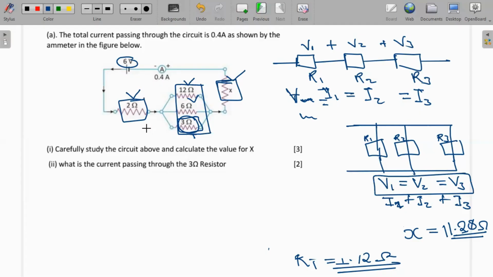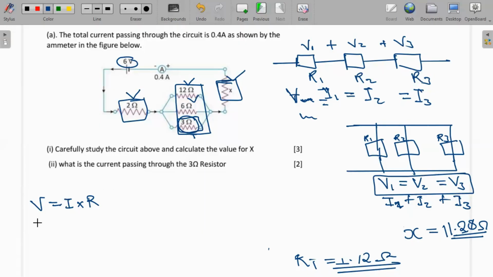Okay, so using Ohm's law, voltage is equal to what? It's equal to total current multiplied by the resistance, right? This is how we calculate the voltage passing through a particular resistor using Ohm's law. Now let's calculate the voltage passing through the 2 ohm resistor.